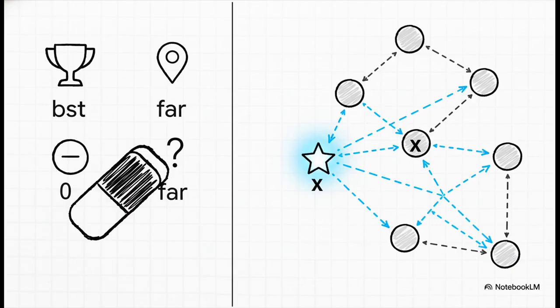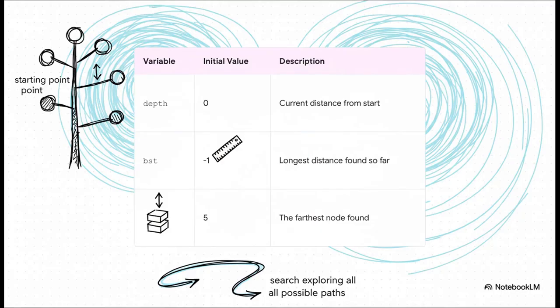The process is a total carbon copy of the first one, but our starting line is now X, which for us is node 5. This second search is the one that's going to give us the final answer. You can see our variables right here, all reset and ready for round 2. BST is back to -1, and our starting point is officially node 5. So, off we go again.